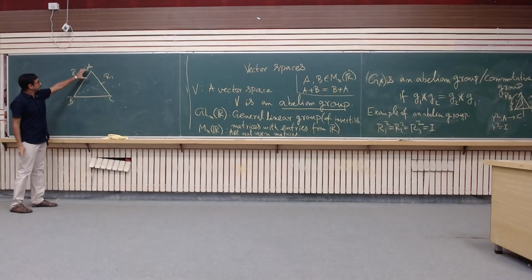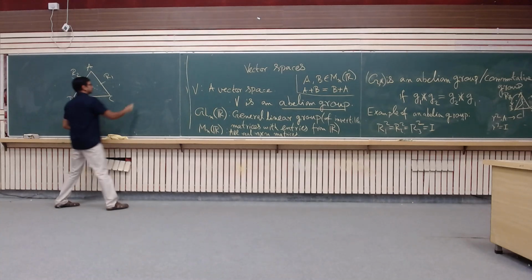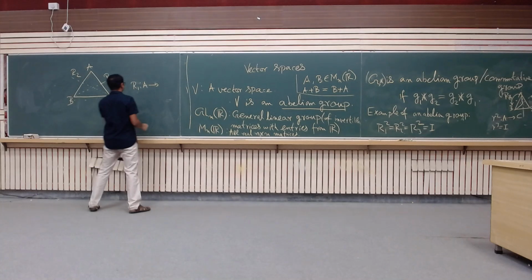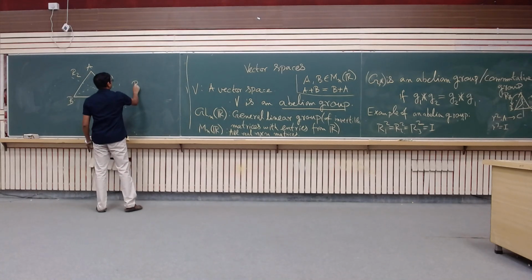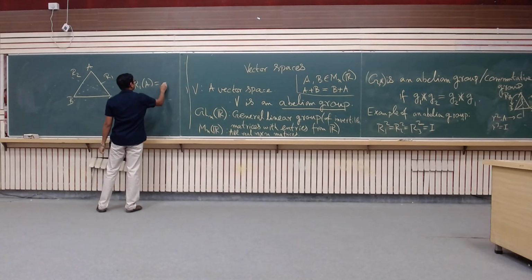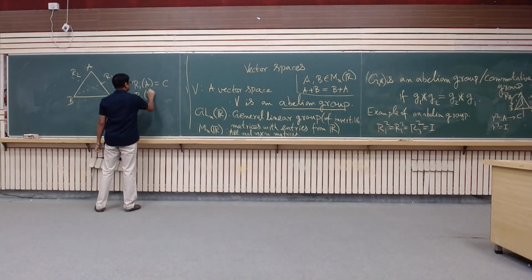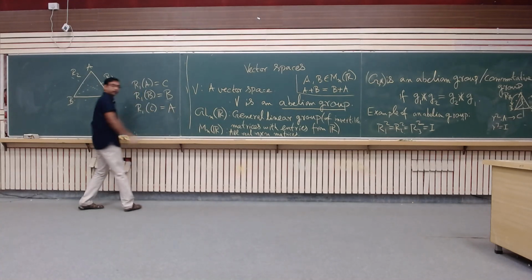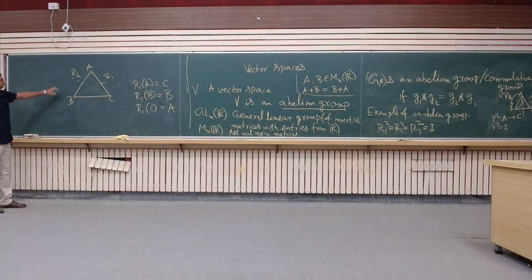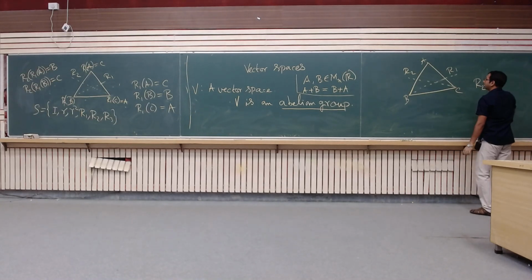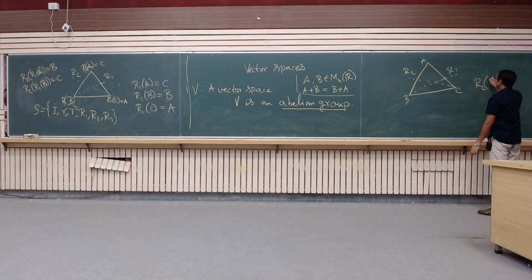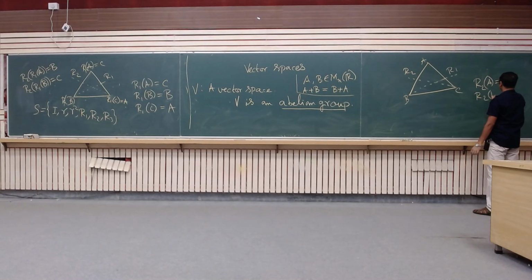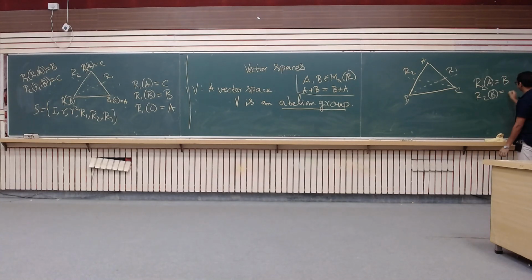So let's see what happens. A goes to C, B remains fixed. So if you apply R1, let's write it down like this. R1 of A is equal to C, R1 of B is equal to B itself, R1 of C is equal to A, right? Now let's apply R2. So R2 of A is giving you B, and R2 of B is giving you C, right?